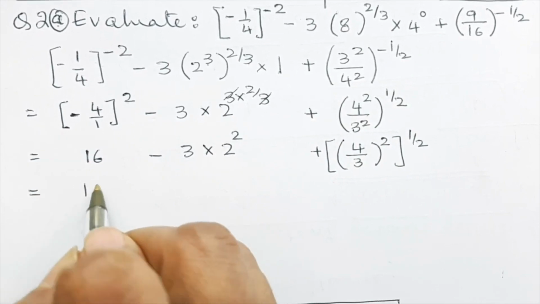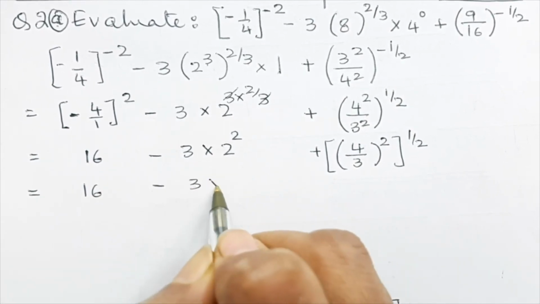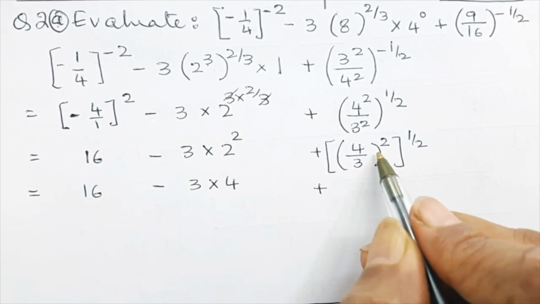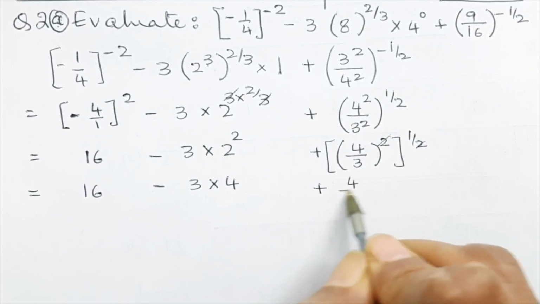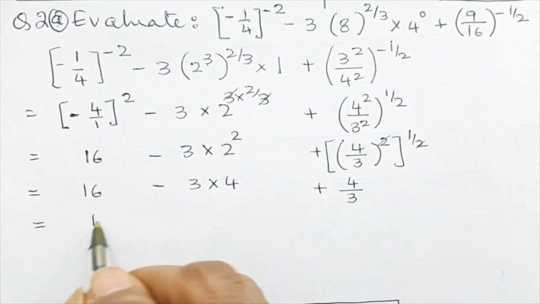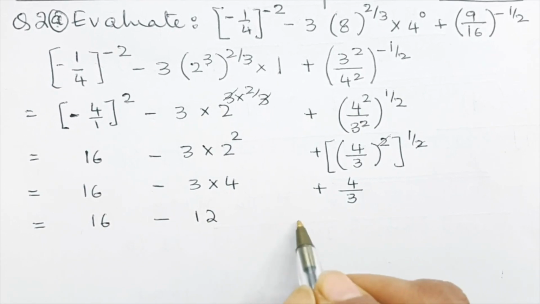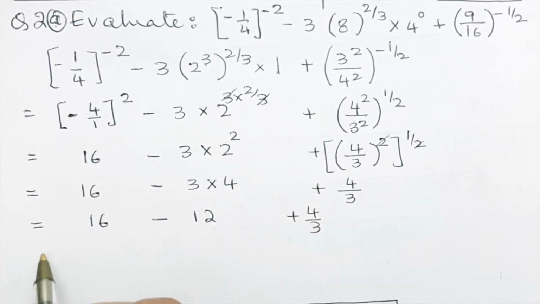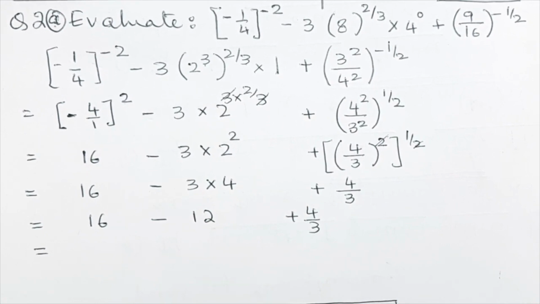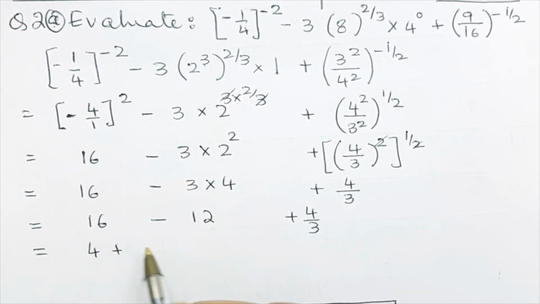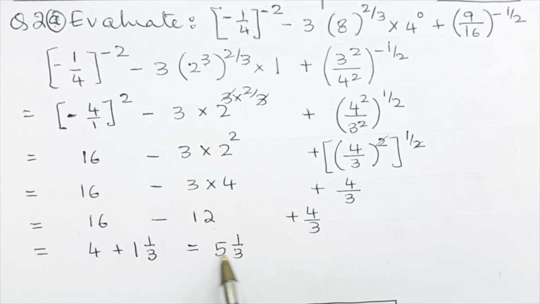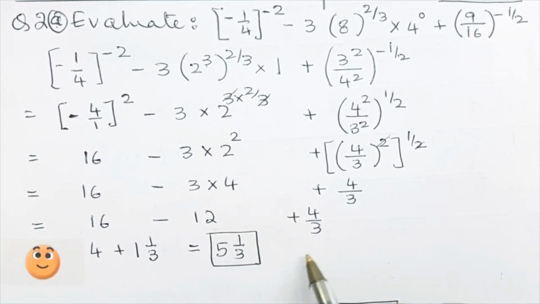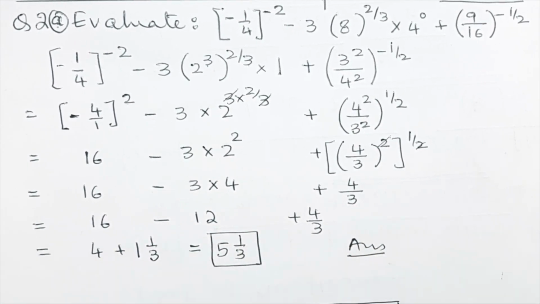So we will have 16 minus 3 into 4 plus this will be, now 2 into half will get multiplied and we will have plus 4 upon 3. That is 16 minus 12 plus 4 upon 3. That gives us 16 minus 12 is 4. So it will be 4 plus 4 upon 3 is 1/3. You can take LCM also, not a problem. So I am just going to stop at this and this is our answer.